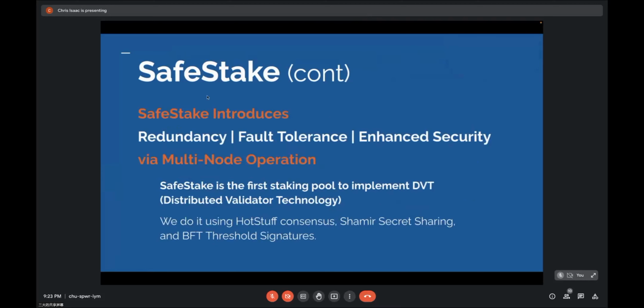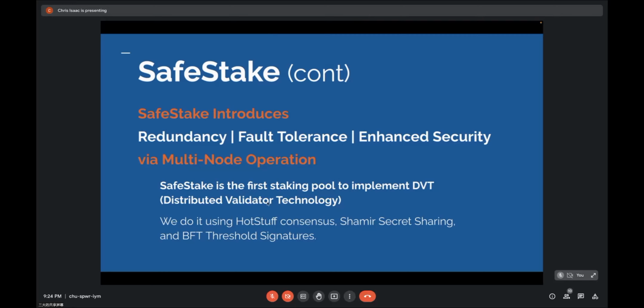What we do is introduce redundancy, fault tolerance, and enhanced security via multi-node operation. SafeStake is the first staking pool to implement what's called DVT. DVT, distributed validator technology, is exactly that. It distributes the validator over multiple operator nodes, so that if one goes offline, the others can step in and respond. We're going to get into this in a little bit.